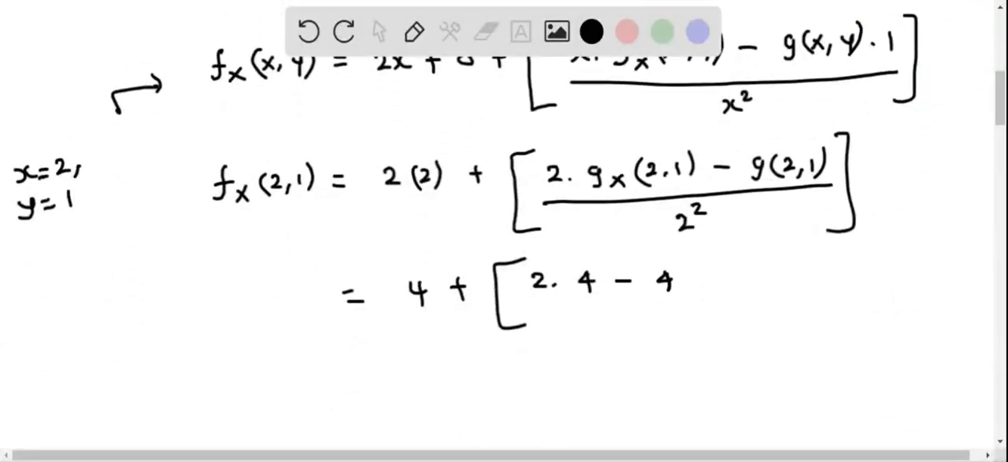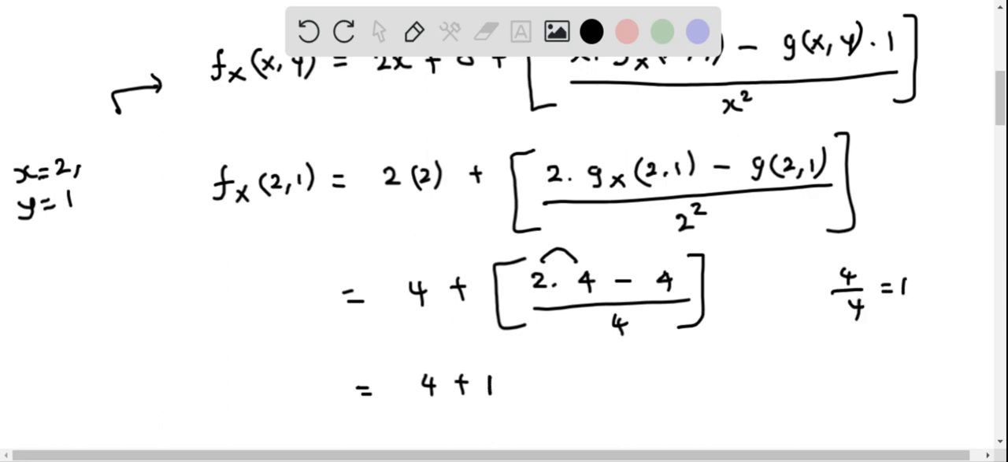So I replace 4 here, divided by 2 squared, which is 4. So let's evaluate this. This is 4 plus 2 times 4 is 8, and then 8 minus 4 is 4. So we then have 4 divided by 4, and this equals 1. So we get 4 plus 1 equals 5.